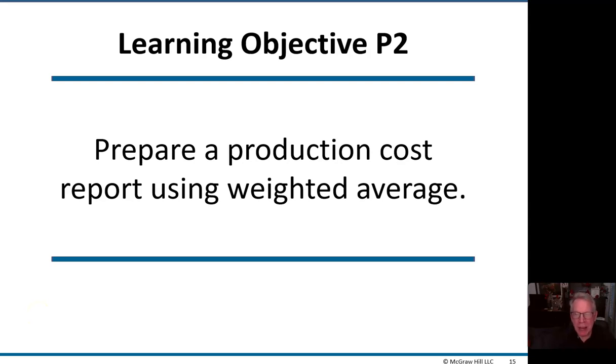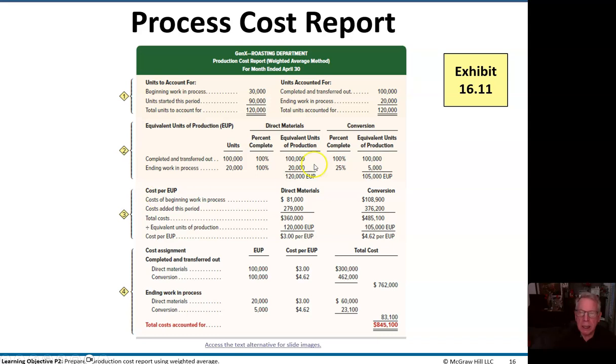Hello, everybody, and welcome back to video number 2 in Chapter 16. When we left off, we were going to look at how we would prepare a production cost report using weighted average. Okay, so here is that production or process cost report.